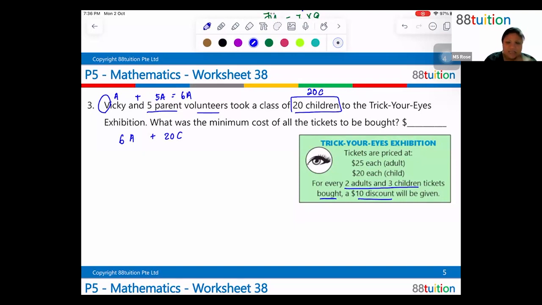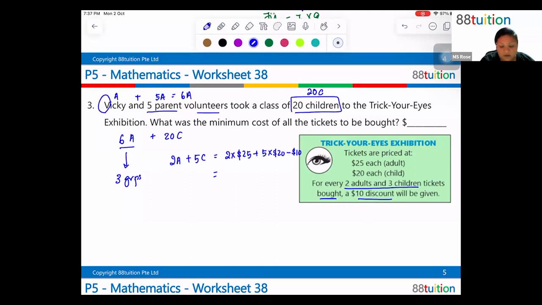The least number is adults, right? So if I divide 6 by groups of 2, I can form 3 groups. So that means 2 adults plus 5 children. How much is the cost of the ticket? That's 2 adults plus 5 children. There is a discount of $10, so I must take away $10.